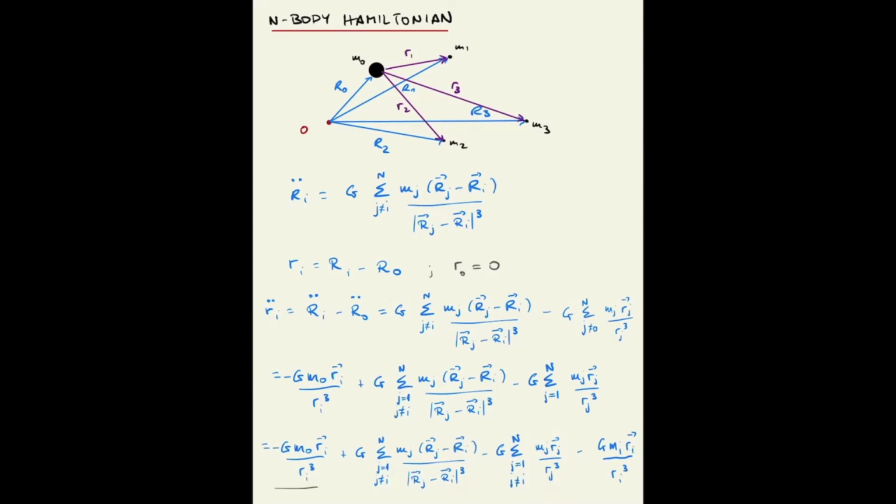Now notice that the first term and the last term have the same form. They both have the r_i vector and are divided by the cube of the modulus of r_i. The only difference is the masses. The first one has m0, which is the primary, and the last one has m_i. So let's group them together. Grouping the two terms together, the first and the last, this becomes minus G times (m0 plus m_i) times r_i vector over the cube of the modulus of r_i. And now for the summation terms, they all have the same argument, j starting from 1 to n and avoiding j equal i. So we can put them under the same summation.